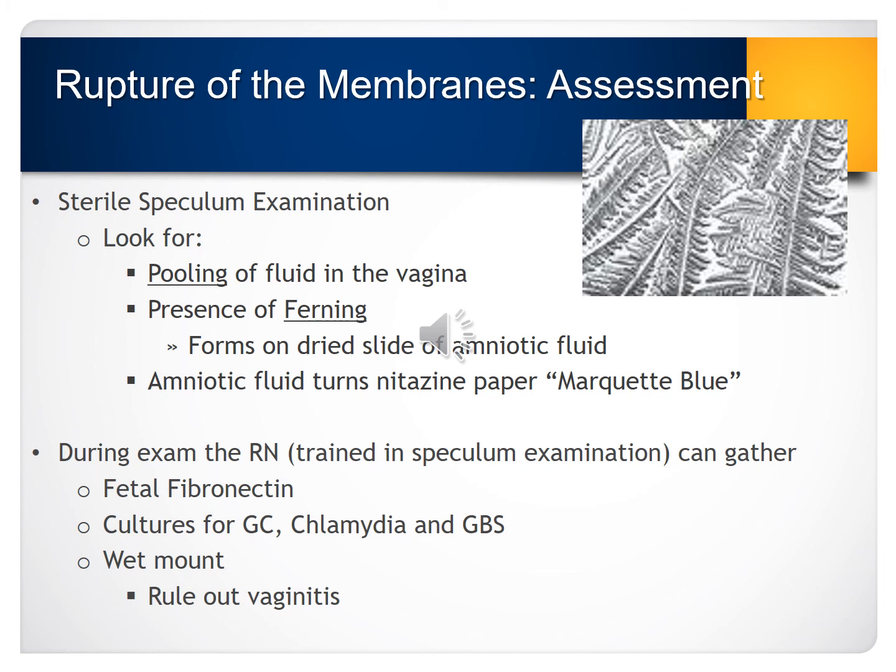And so just note that you as the RN can obtain a fetal fibronectin, do the cultures for chlamydia, gonorrhea, and do a wet mount to rule out bacterial vaginosis, which is another reason why she's having vaginal discharge.